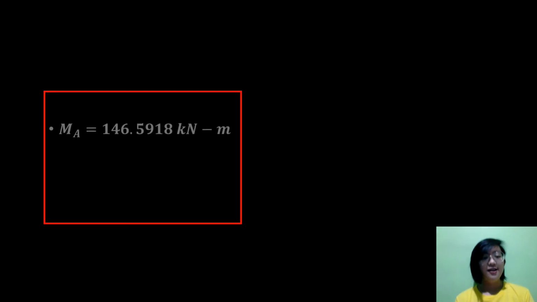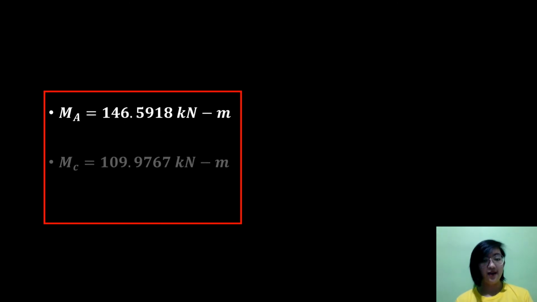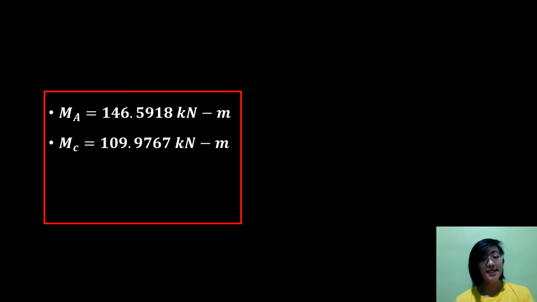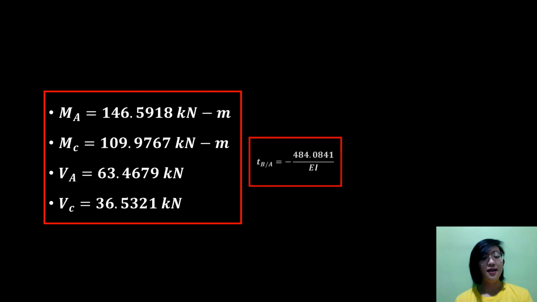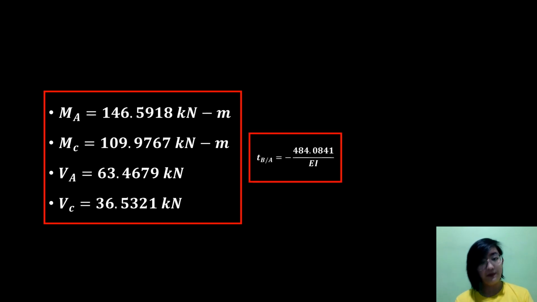So, summarizing all the answers for this problem, we have MA is equals to 146.5918, MC is equals to 109.9767, VA is equals to 63.4679, VC is equals to 36.5321, and TBA, or tangential deviation of B with respect to the tangent drawn from A, we have negative 48.0841. So, to check kung tama yung sagot nyo using AMM, you can use other classical methods para ma-check kung tama yung sagot nyo.